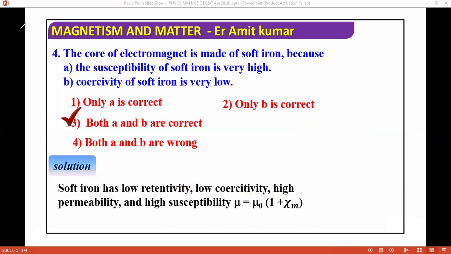Here, the core of an electromagnet is made of soft iron because the susceptibility of soft iron is very high, and the coercivity of soft iron is very low. I already taught you this concept: low coercivity, high permeability, high susceptibility, and low retentivity. So next we are moving to the next question.